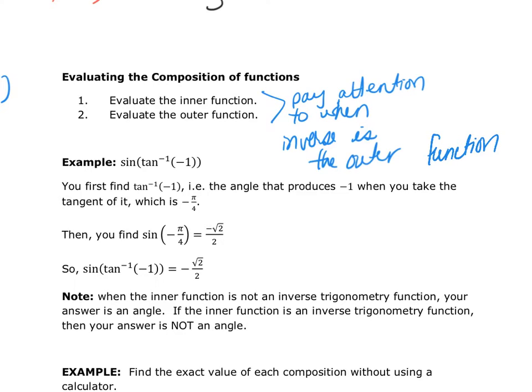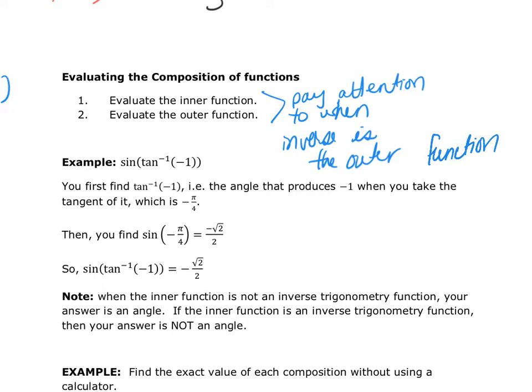So if you want to just evaluate the inner function first, get an answer, and then evaluate the outer function with that answer, that's one way to always ensure that you're not going to have to worry about paying attention. If the inner function is the inverse, then you can just say, oh, here's the answer. But if the outer function is the inverse, then you really have to pay attention to where you're standing.